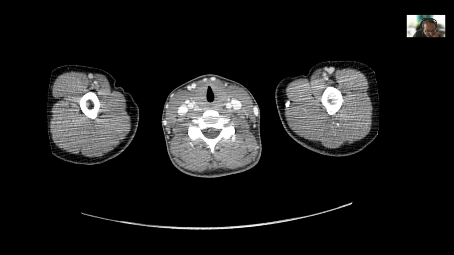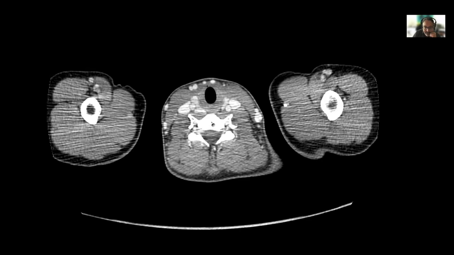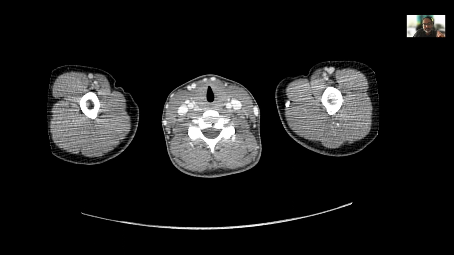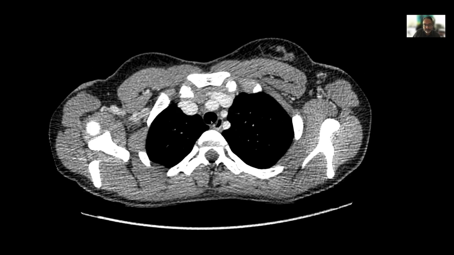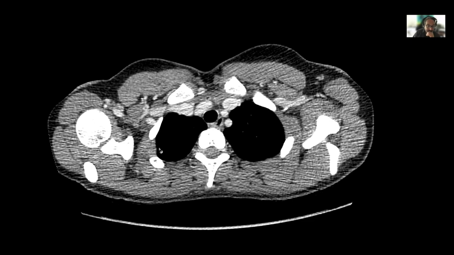All right, if you're ready to go, let's start. So if you look at this, this is very high up. Let me take you slightly further down. So if you look, you can see the lungs there. So this is the thorax. Now I'm going to pull it superiorly again.